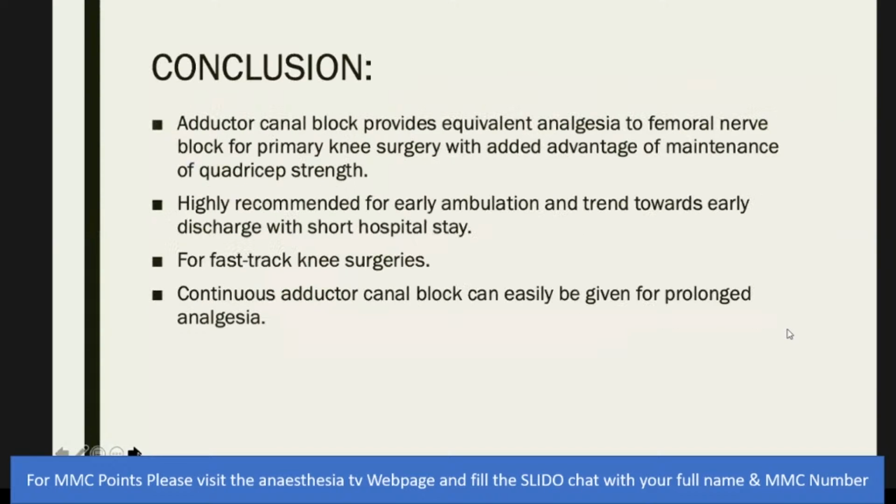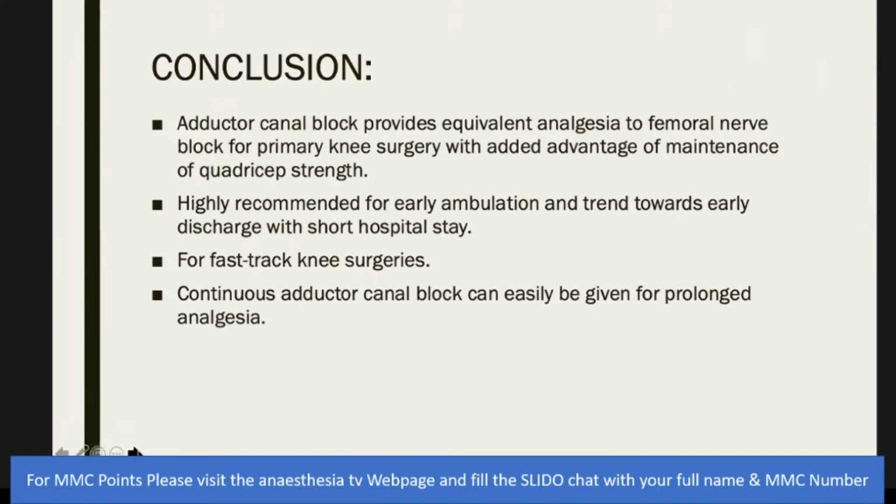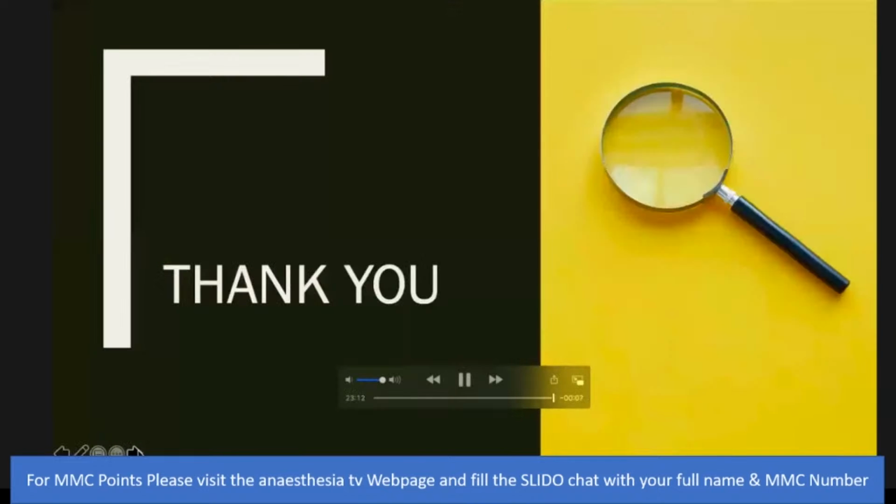Adductor canal block provides equivalent analgesia to femoral nerve block for primary knee surgery with the added advantage of maintenance of quadriceps strength. It is highly recommended for early ambulation and a trend towards early discharge with short hospital stay. Very highly recommended for institutes where fast track knee surgeries are being done. Continuous adductor canal block can easily be given for prolonged analgesia and early ambulation. Thank you.